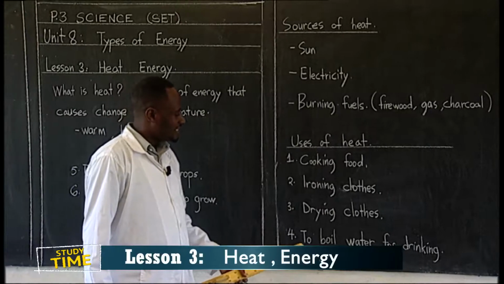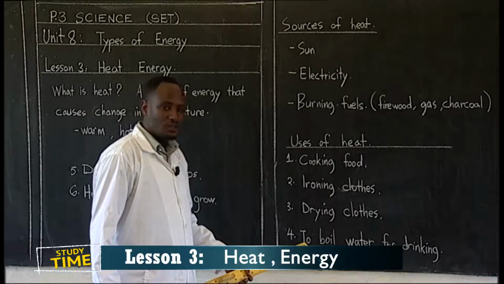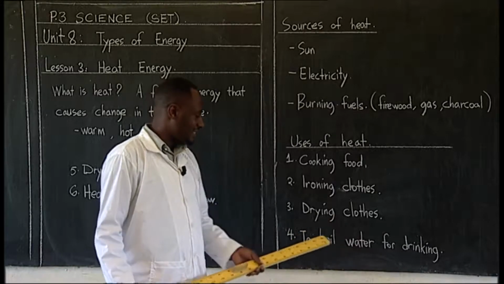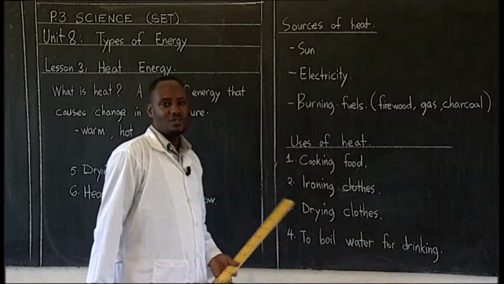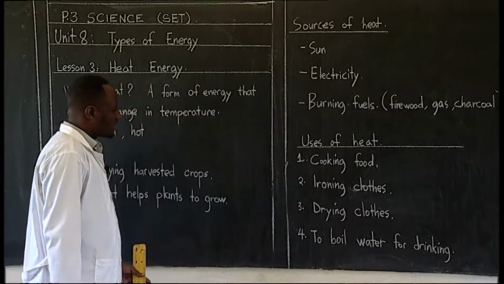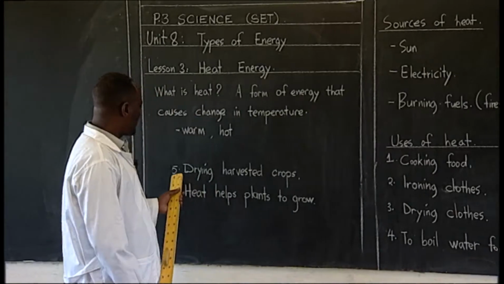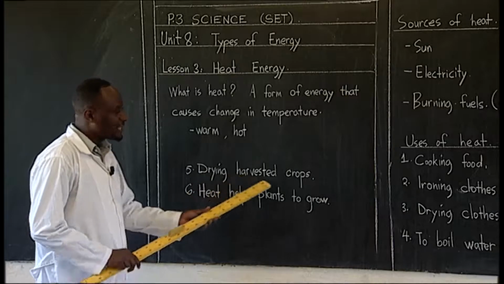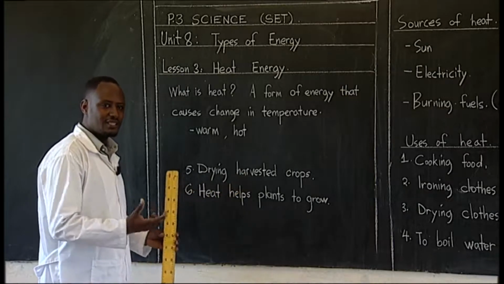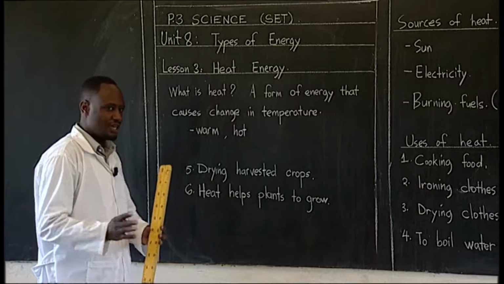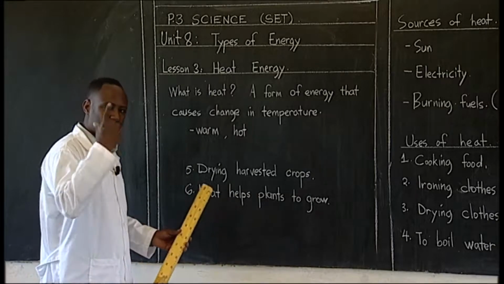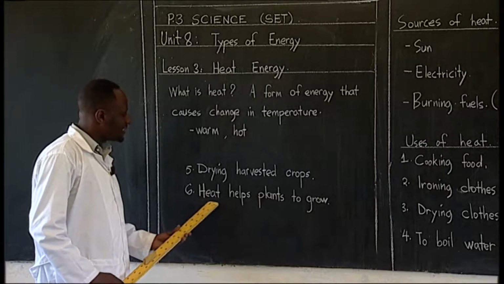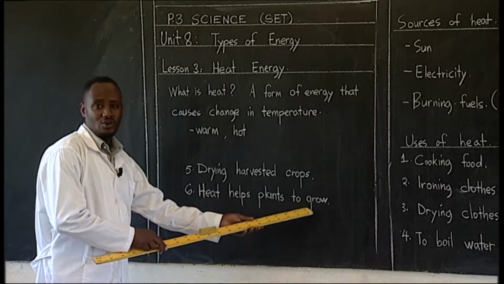Number 4, we've seen that we use heat to boil water for drinking. And we said that this heat kills the germs in water that we are supposed to drink. The 5th, drying harvested crops. After harvesting, there are crops which need to be dried so that you can keep them very well for future use. Number 6, we have seen that heat helps plants to grow.